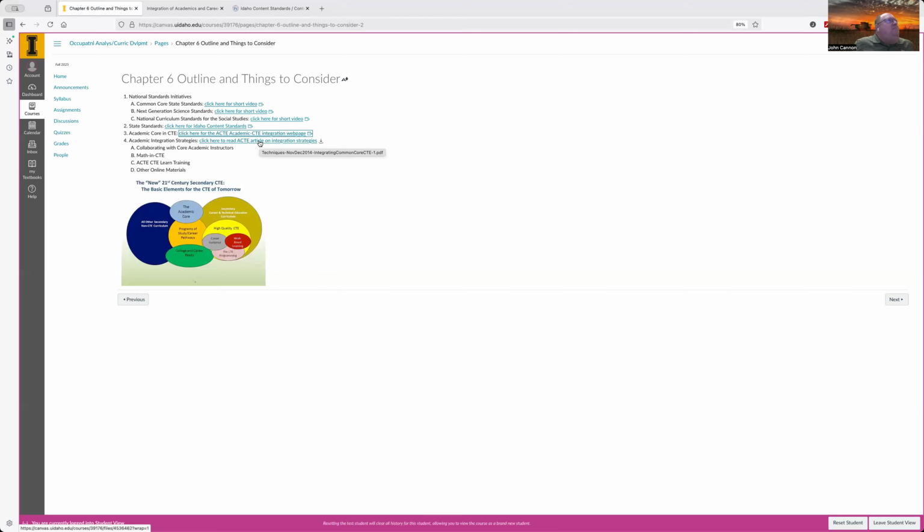And then I found this diagram on the new 21st century secondary CTE and the basic elements for CTE. And this can serve as a curriculum guide as we design, develop, and implement CTE curriculum.